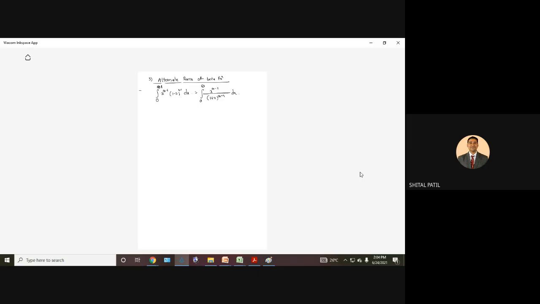Yes, take 1 minute and see what will be the substitution. Try to decide the substitution for x or 1 minus x, so that we'll get limits 0 to infinity and we should get the integral terms. First, take 1 minute and try.